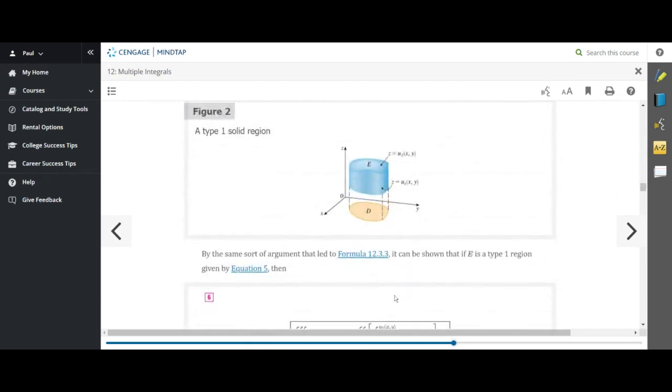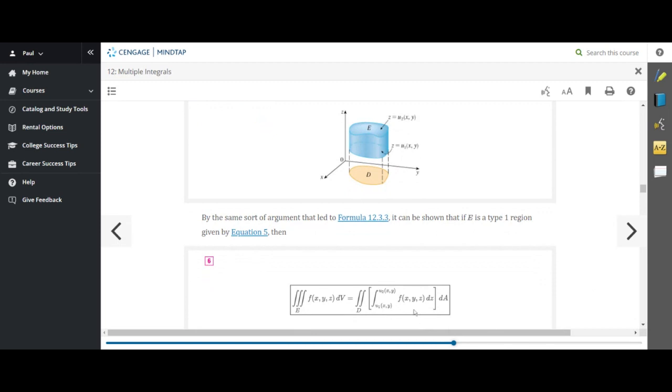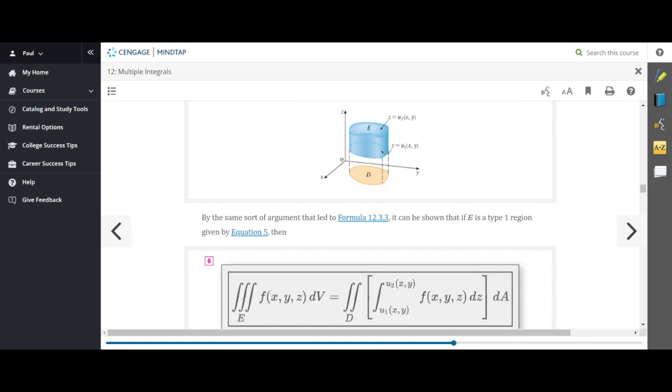Okay. So this is figure 2. This is a type 1 solid region. So your solid E is bounded above and below by functions of x and y. If you were to project the solid down into the xy plane, you would have a region D. So what would a type 1 solid region look like as a triple integral? Yeah, that's what it would be.